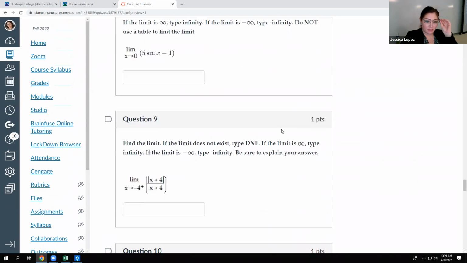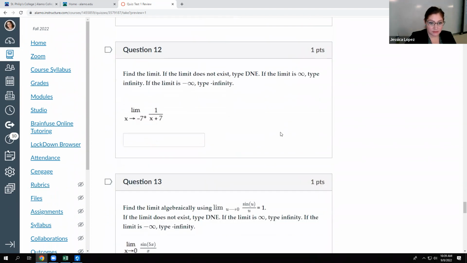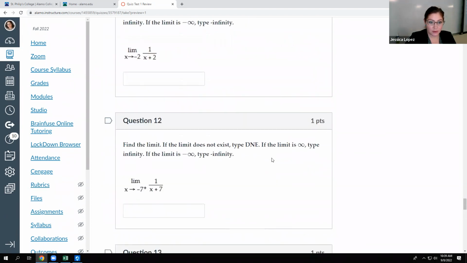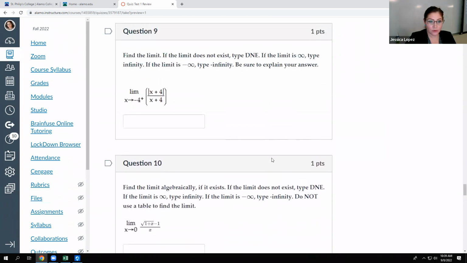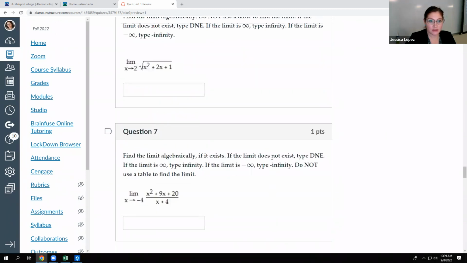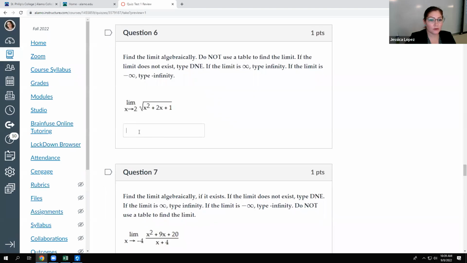Okay, I think that's on all of the visual ones. So we still have about 1, 2, 3, 4, 5, 6, 7, about 8 more that are not visual.